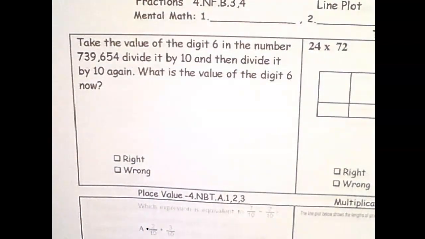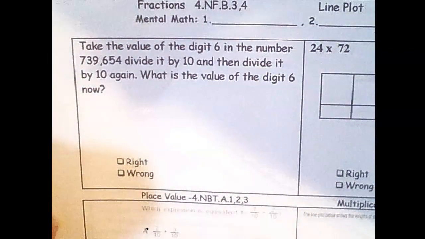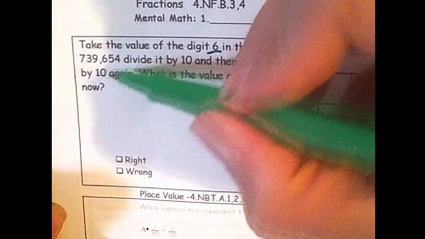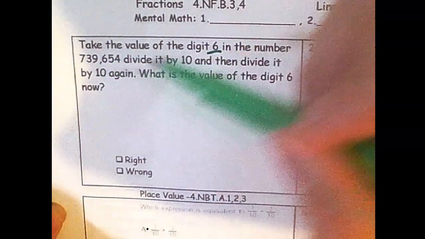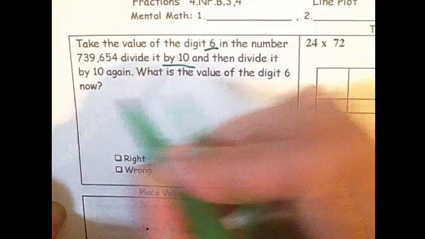We're going to go over our math review for Tuesday, so go ahead and get that ready. We'll start with the first problem. It says take the value of the digit 6 in the number 739,654 divided by 10 and then divided by 10 again.